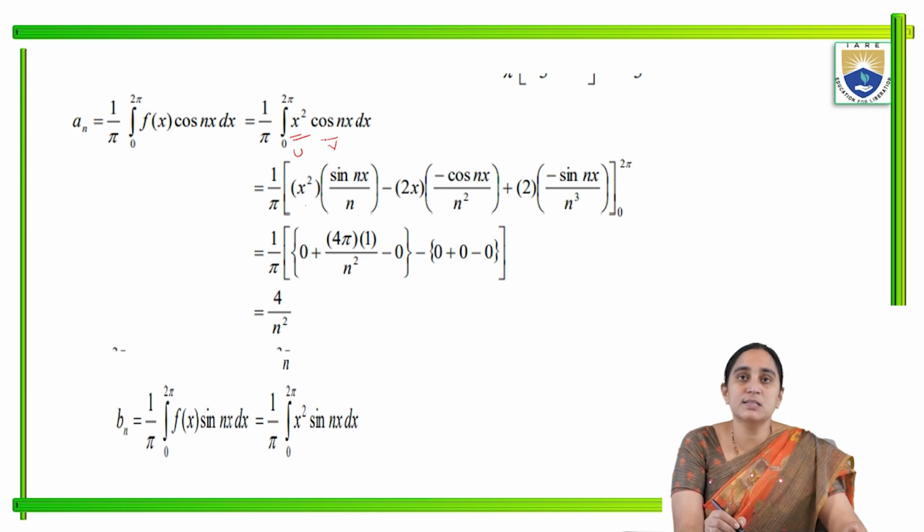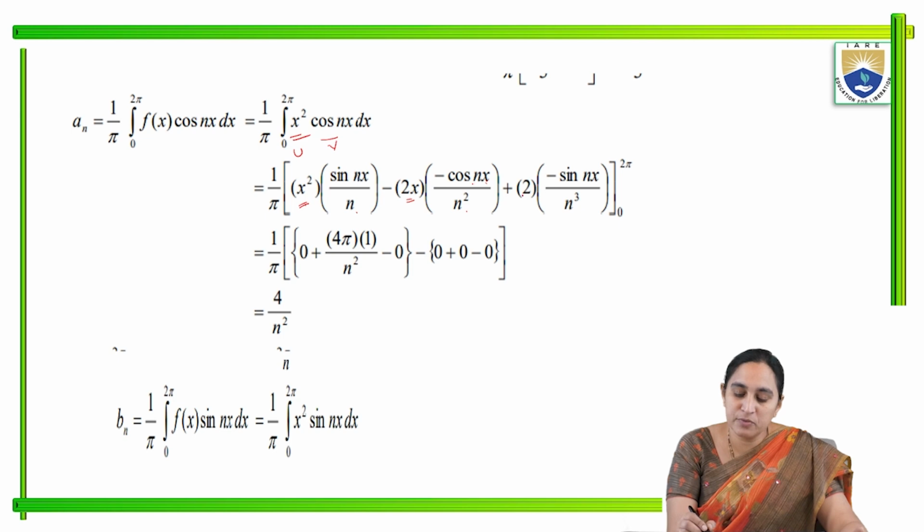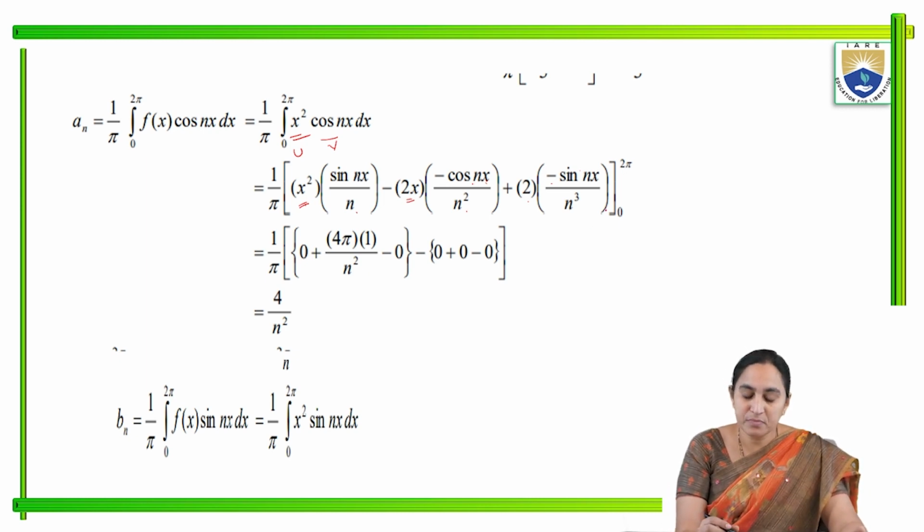Then u into v. V means cos nx integration, that is sin nx by n, minus x square differentiation 2x, and sin nx by n integration is minus cos nx by n square, plus 2, the differentiation of 2x, into minus cos nx by n square integration, that is minus sin nx by n cube. What are the limits for that? 0 to 2 pi. Okay, now substitute the limits. That is 1 by pi into, substitute the limits here, x square limit.